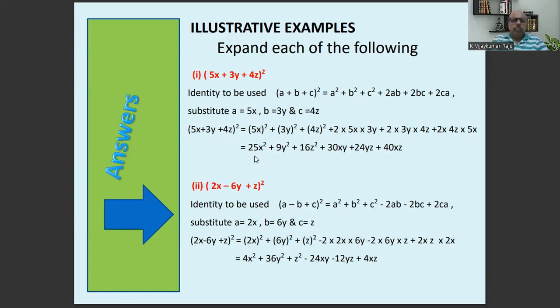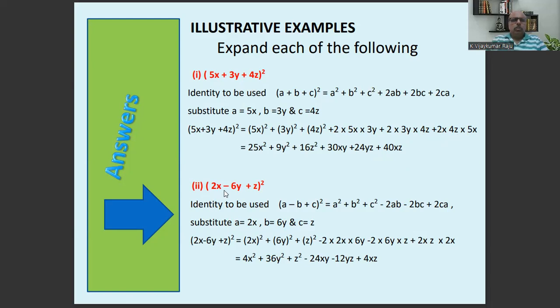So this becomes 25x square, 9y square, 16z square. 2 5s are 10, 10 3s are 30, 30xy. 2 3s are 6, 6 4s are 24yz. 2 4s are 8, 8 5s are 40, 40zx. This is the expansion of this identity.